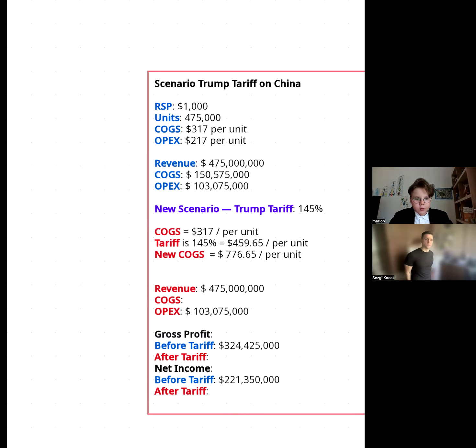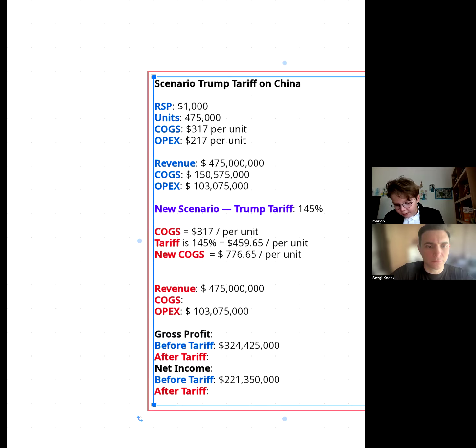So tell me what COGS is going to be. The COGS per unit would be 776.65, and the total is 368,908,750. Let me double check that. Correct. That is correct, sir. 368,908,750. Fantastic. Now I want you to calculate the new gross profit and the new net income.